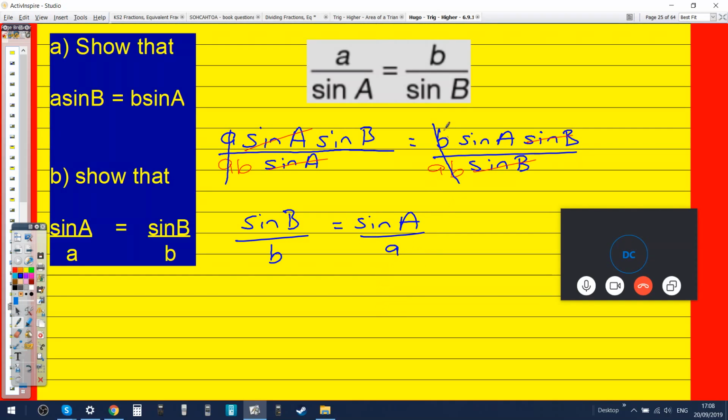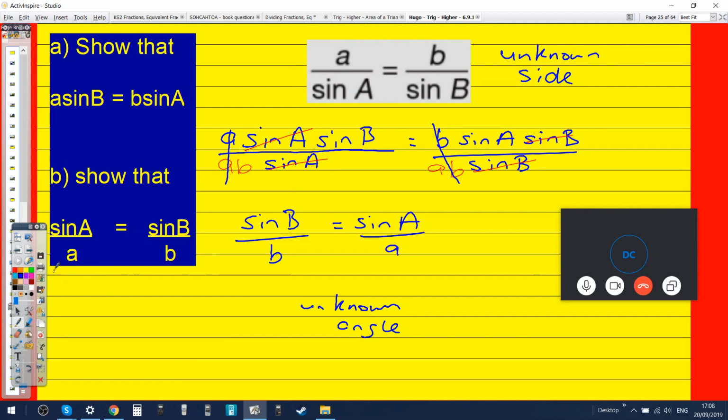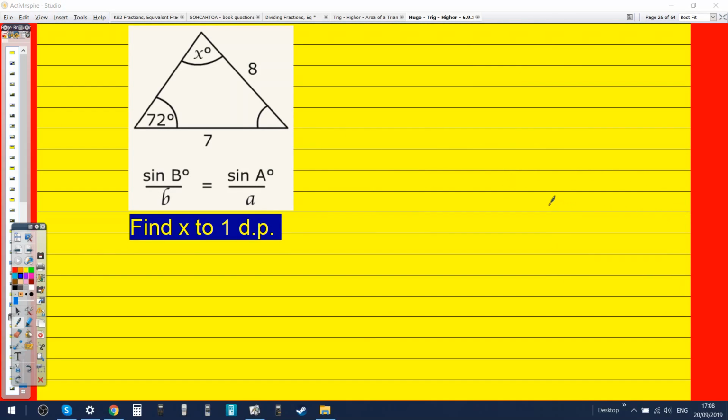So the way you were doing sine rule before was you had the sides on top and the sine of the angles on the bottom. You can also have the sine of the angles on top and the sides on the bottom. Put the sides on top if you're trying to find an unknown side. Put the angles on top if you're trying to find an unknown angle. Both will work in both cases, but it just makes it easier.